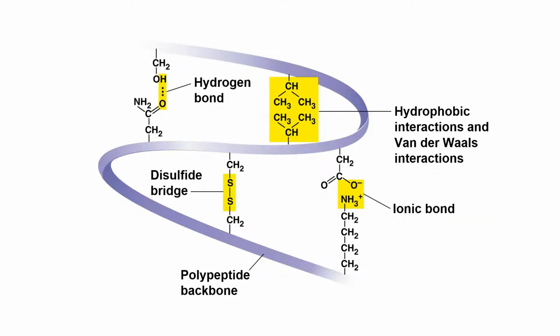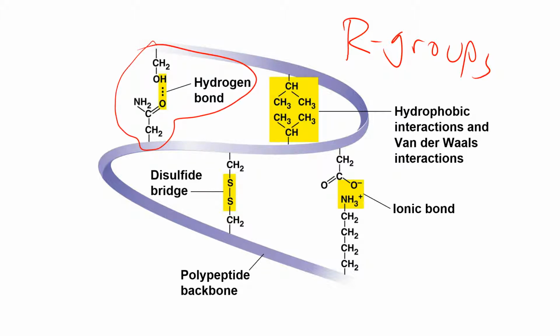Alright, so this gives you an overview of the different types of interactions between R groups for tertiary structure. Here, looking at hydrogen bonding, in this case this R group is going to be polar, and you have this highly electronegative oxygen interacting with this hydrogen attached to this R group here. So this is an example of hydrogen bonding.